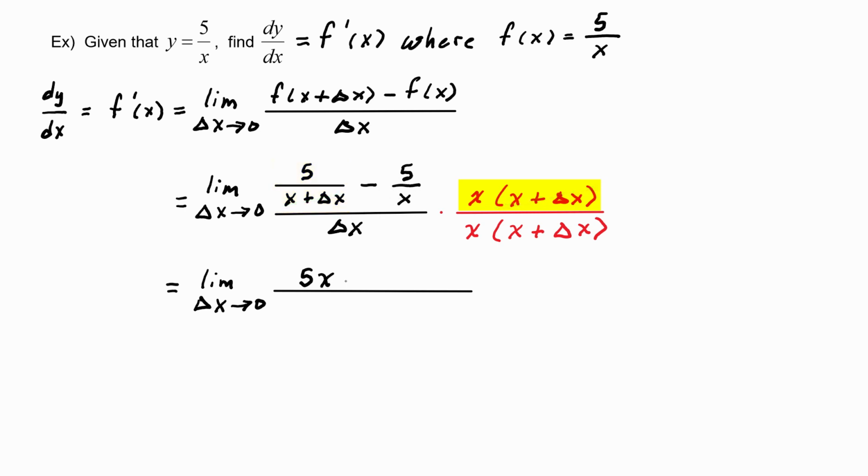Then we bring down this minus sign. When we multiply this second term times x quantity x plus delta x, the x's will cancel, and we are left with 5 times the quantity x plus delta x. In the denominator, nothing cancels, so we have delta x times x times the quantity x plus delta x.